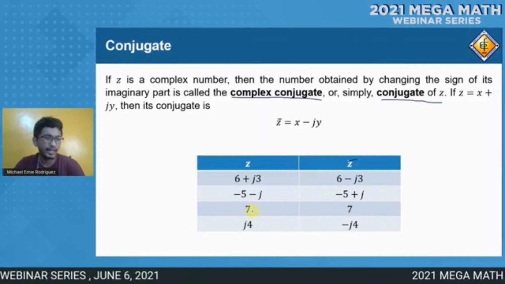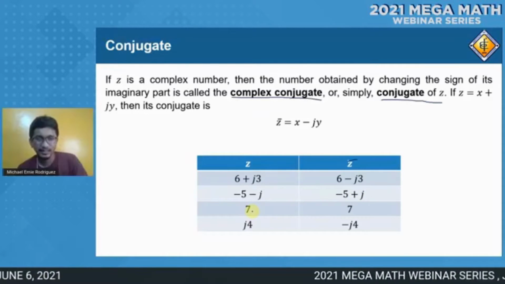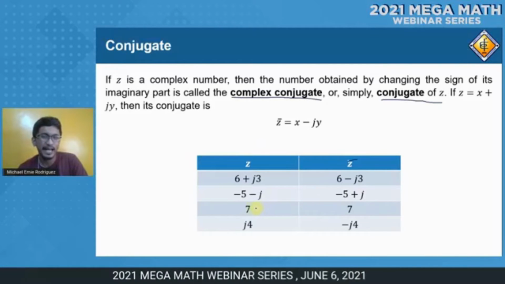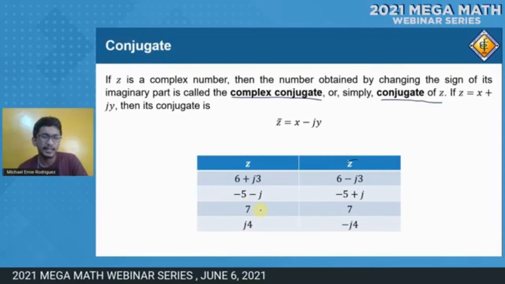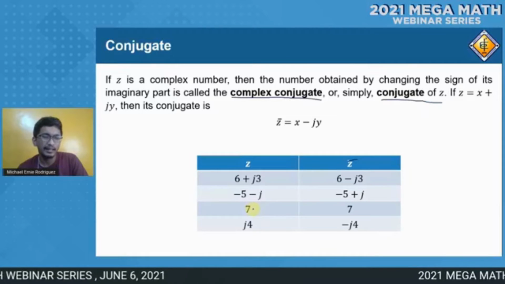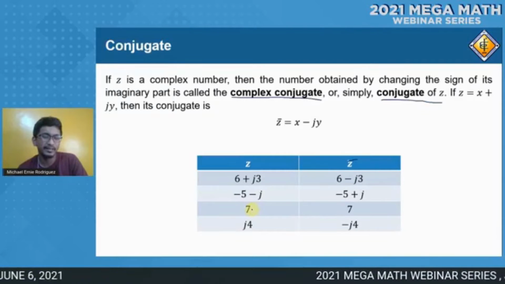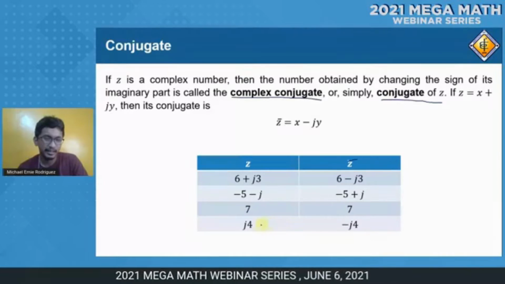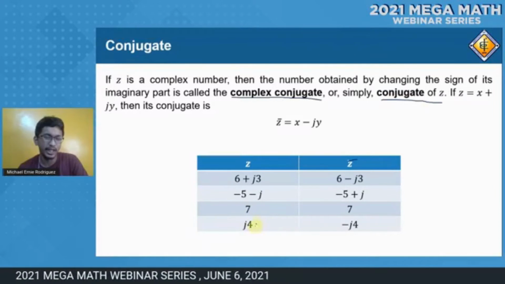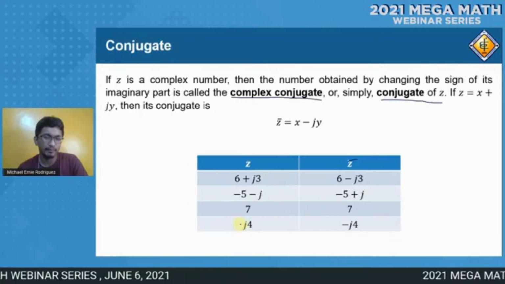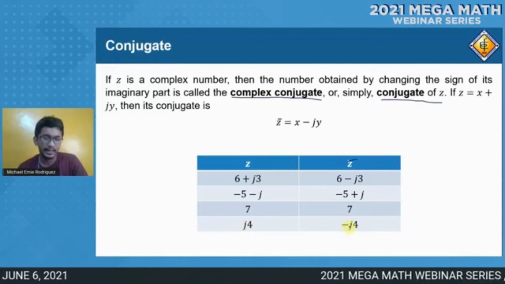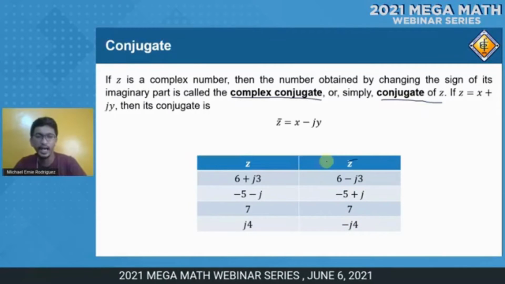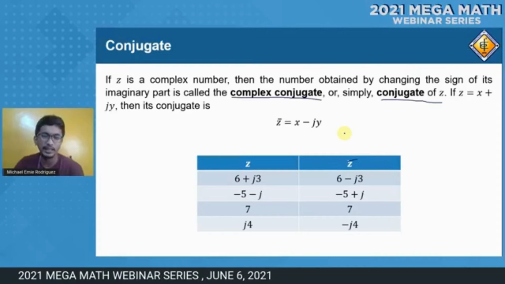And then this one, 7 is given. Okay? Maybe the answer is negative 7. Okay? So when finding the conjugate of a complex number with no imaginary part, the answer is as is. So we have 7. And then last, J4, a purely imaginary number. From positive, we make the J4 negative. So that is how we obtain the conjugate of a complex number.